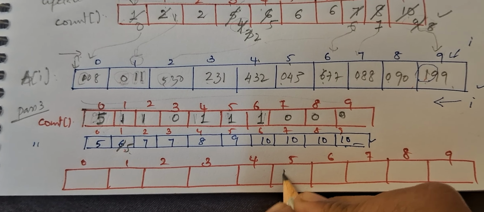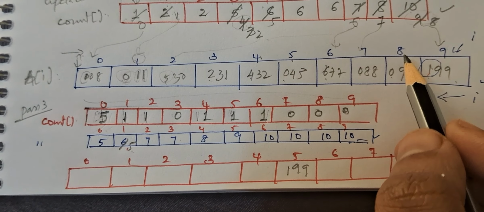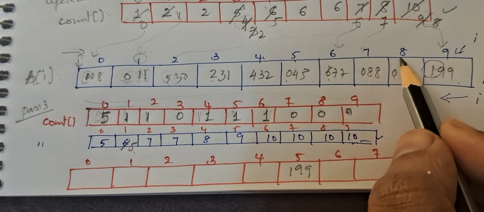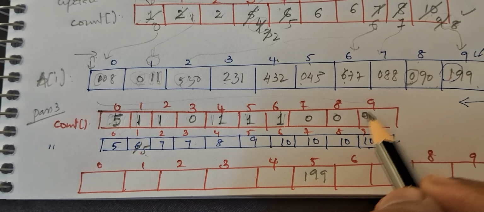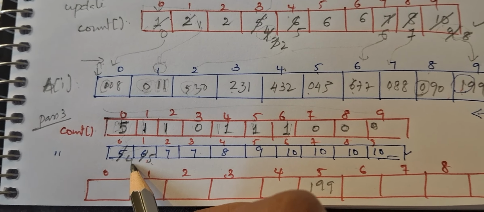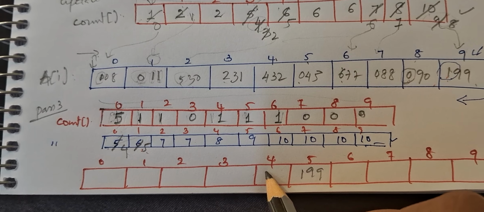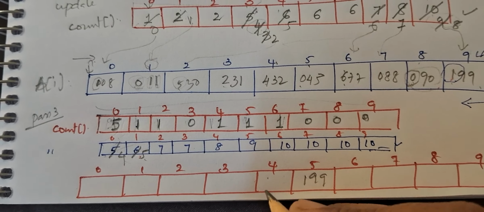So what is the value? 199. Then I decremented, I is equal to I minus 1, that is I is equal to 9 minus 1, which is equal to 8, and the MSB here is 0. Go to index 0 of updated count array, decrement the value by 1, go to index 4 of the final array, and need to store the A of I value. What is A of I? 90.